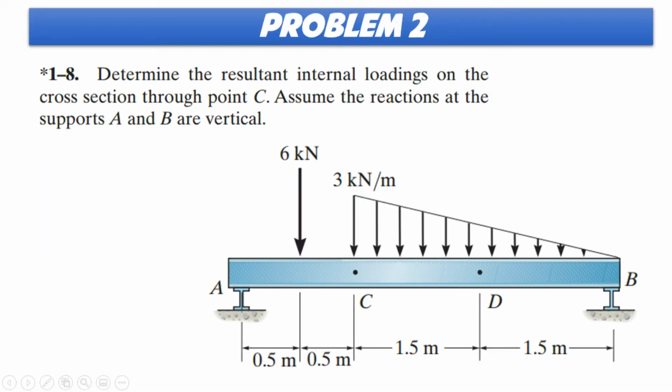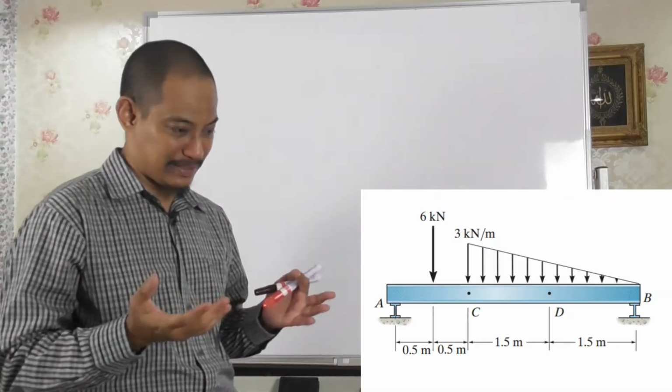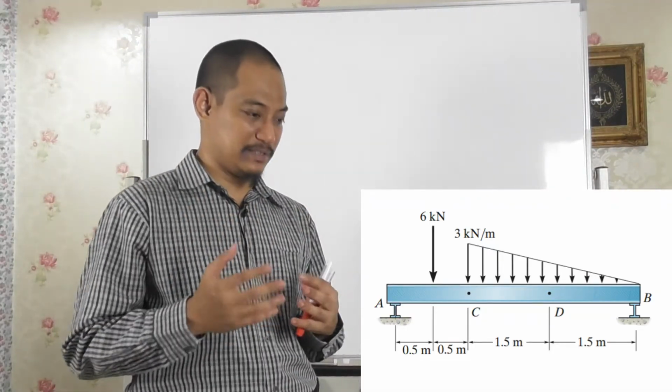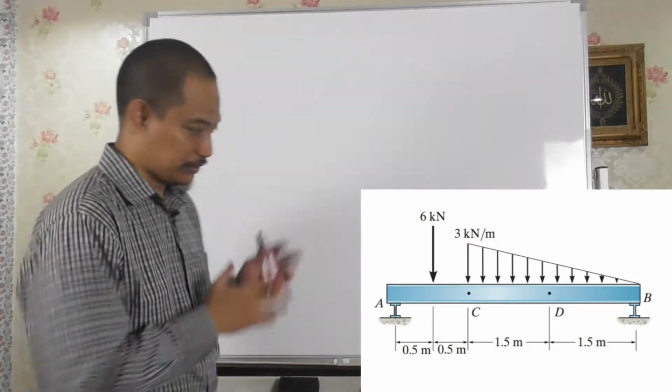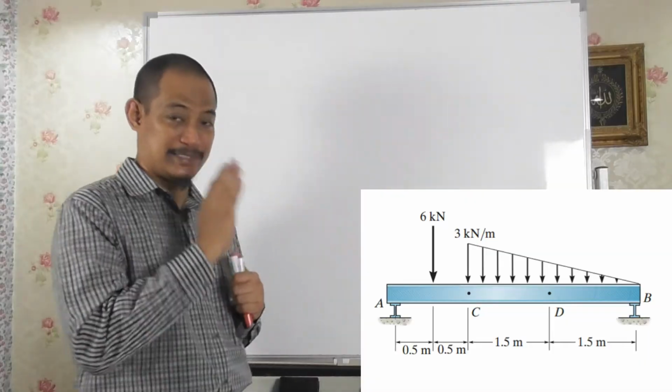Okay, so this is problem number 2. We have the diagram and the question states, determine the resultant internal loadings on the cross section through point C. Assume the reaction at support A and B are vertical. Right, so the support reaction, not sure what type of support that is, but the question already states that it is vertical, right? So the diagram is there as usual. So in this question, we have to cut at point C.